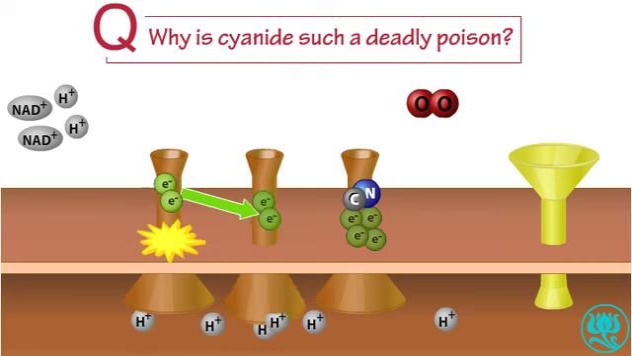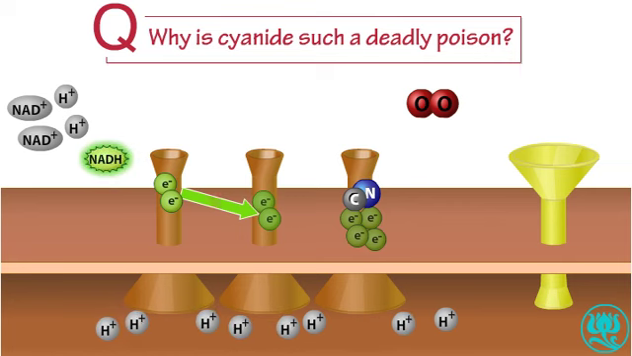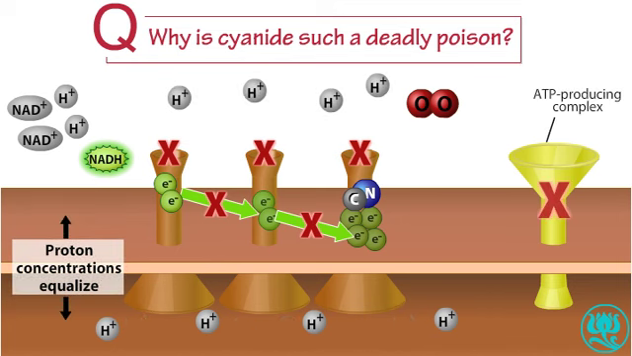However, with cyanide already bound, oxygen cannot grab the electrons at the end of the chain. Therefore, no new electrons from NADH can be added at the beginning. Under these conditions, electron transport and proton pumping grind to a halt. Without the active pumping of protons to one side of the membrane, the proton concentrations on both sides soon equalize. No longer do protons rush through the ATP-producing complex, and no more ATP is produced. Cells can't live long on the small quantity of ATP made by glycolysis. So, without the ATP that comes from the electron transport chain, cells die.